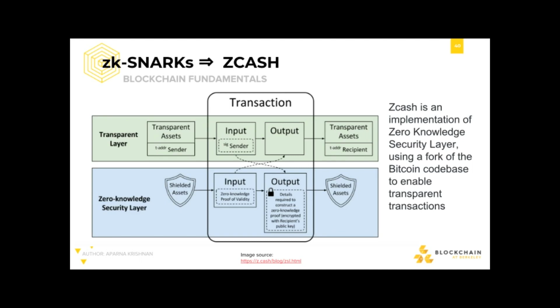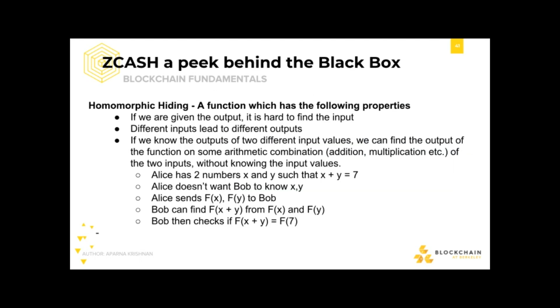ZCASH actually has a zero-knowledge security layer, so if you do want to make transparent transactions, you can go for it, but you can do something even more interesting. You can just hide the input and do transactions which are output transparent. Or you can just hide the output and do transactions that are input transparent. So you can move from layer to layer. You don't have to do completely anonymous transactions as well. And that's something very cool about ZCASH.